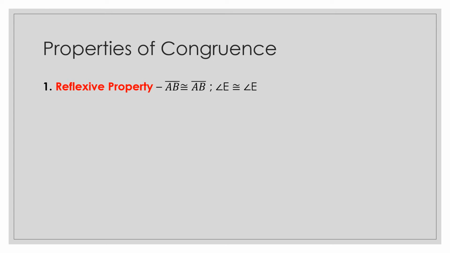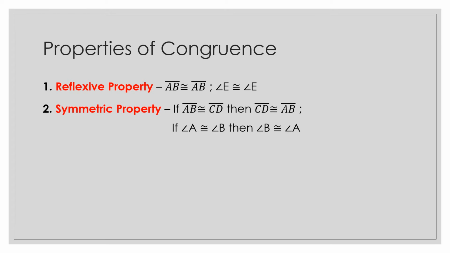The next property of congruence is the symmetric property of congruence. This states that if segment AB is congruent to segment CD, then segment CD is congruent to segment AB. Same thing applies in angles. So if angle A is congruent to angle B, then angle B is congruent to angle A. What it is saying is that it doesn't matter which order you say their congruence.